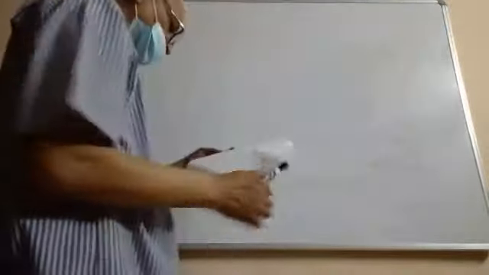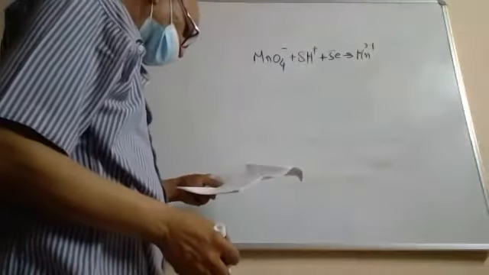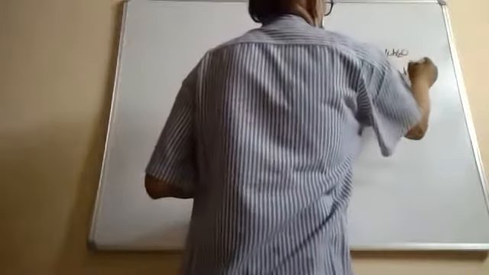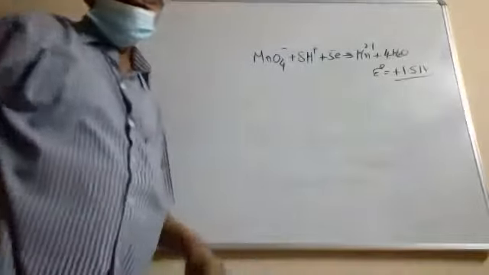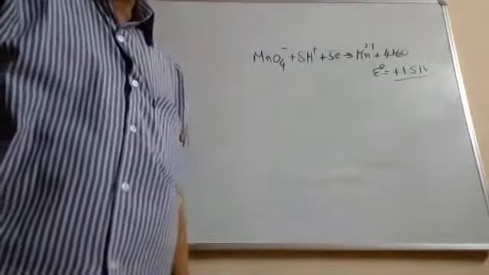So let me write down a reaction. Permanganate, MnO4 minus, plus 8H plus, plus 5 electrons, giving Mn2 plus plus 4H2O, has a potential of plus 1.51 volts. This is given to you. This is the standard redox potential that you can get from the tables. All the electrochemical tables will tell you.